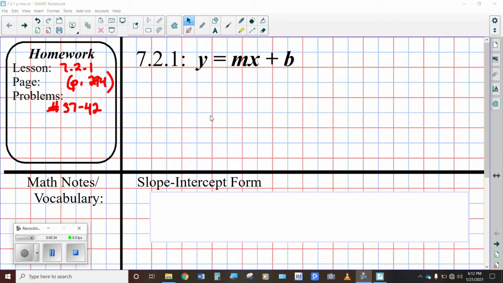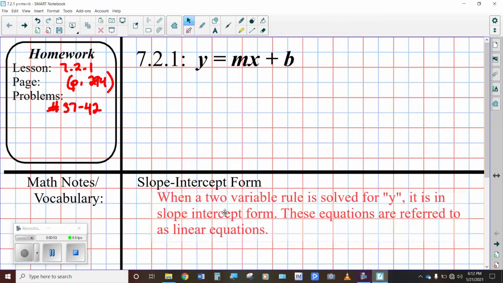So really, in essence, what this is all about is going back and reviewing what we learned in earlier chapters about the different representations of linear equations and linear functions. Okay, so let's get started on this. This could end up being a relatively quick lesson here.